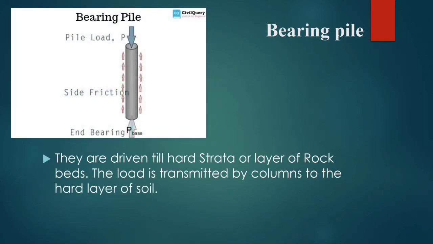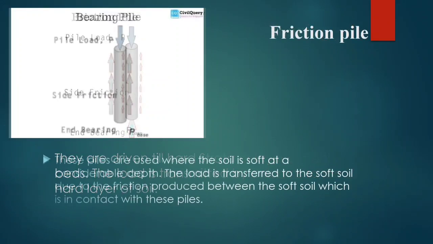They are driven till hard strata or layers of rock beds. The load is transmitted by columns to the hard layer of soil. Another thing about bearing pile is that it is a device to transmit the load of the building through a layer of soil too weak to take the load to a stronger layer of soil some distance underground. Next, we have friction pile.